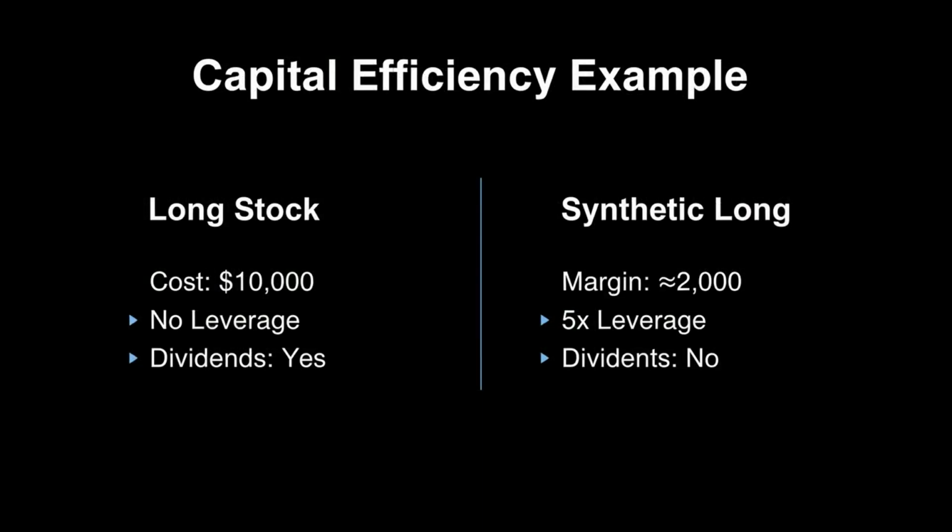The primary advantage of the synthetic long is capital efficiency. While buying 100 shares of a $100 stock requires $10,000 in cash, or $5,000 on standard margin, the synthetic long might only require a margin requirement of 20% of the underlying value. This frees up trading capital for other positions, but you must remain disciplined to avoid over-leveraging your account.